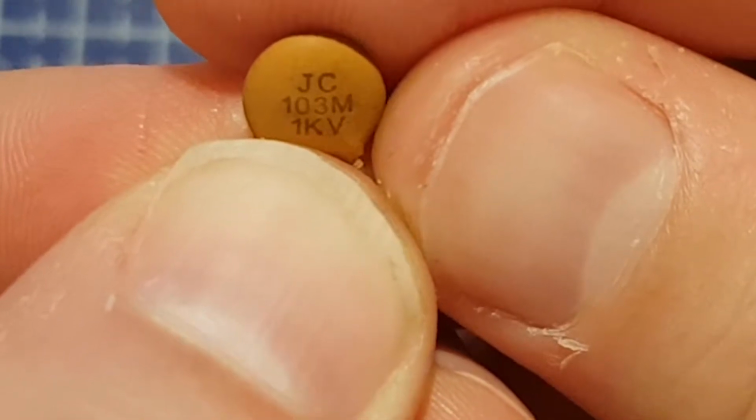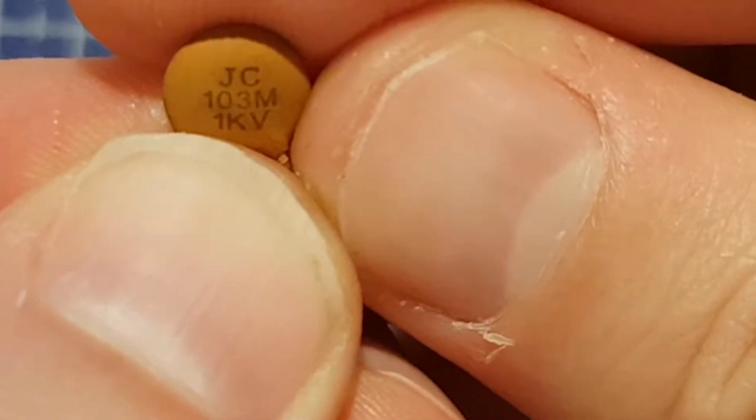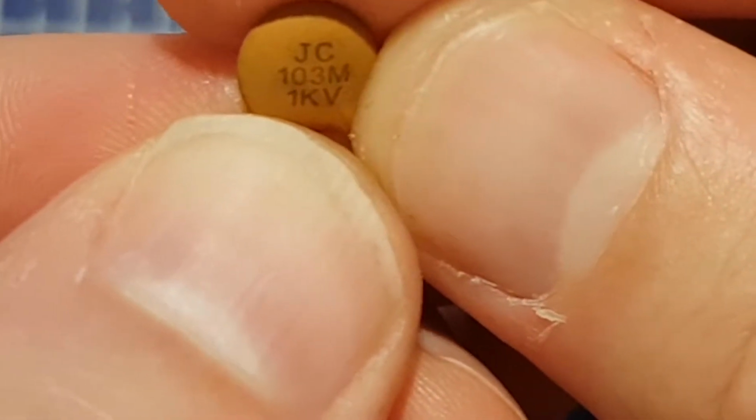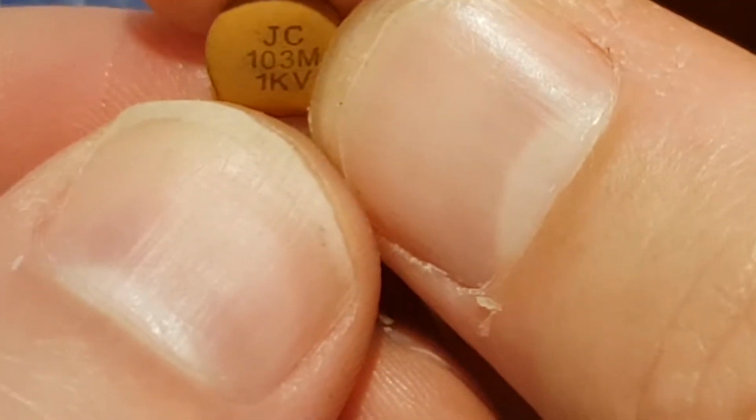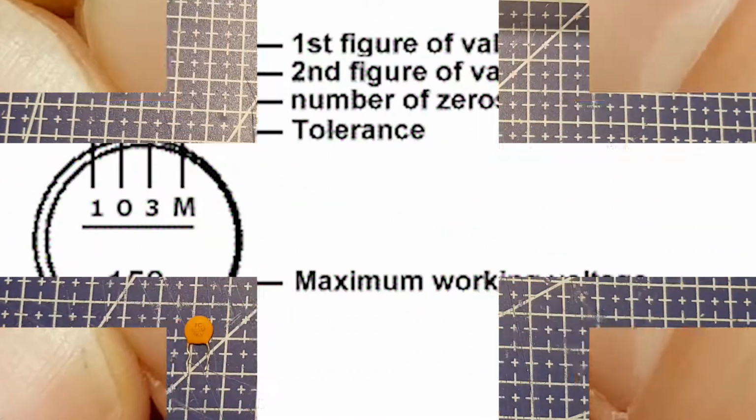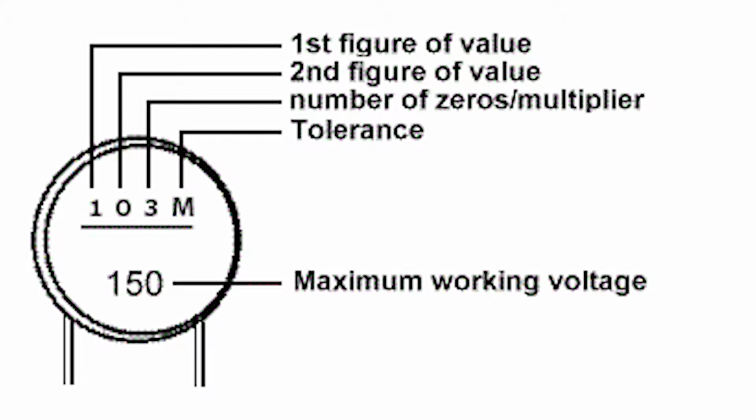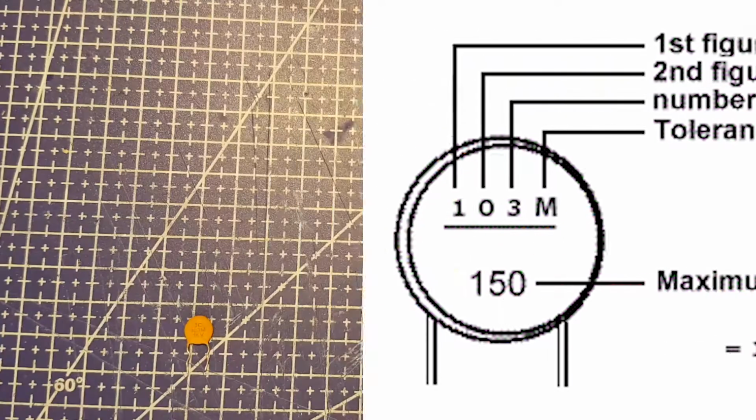So this capacitor has 3 digits. Ignore the letter on the end for a second. So we've got 103. So this capacitor is 10 with 3 zeros on the end, which is 10,000 picofarads. So 10,000 picofarads would be the equivalent to 10 nanofarads. So it's just easier to call this by the nanofarads rather than having to write loads of numbers out.